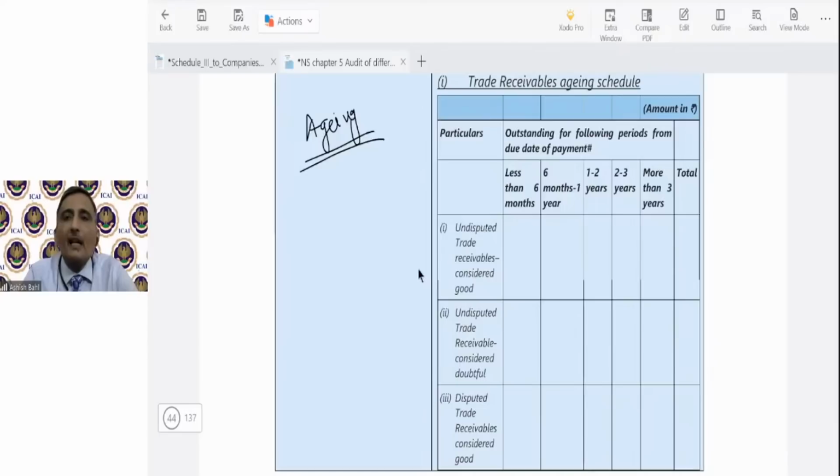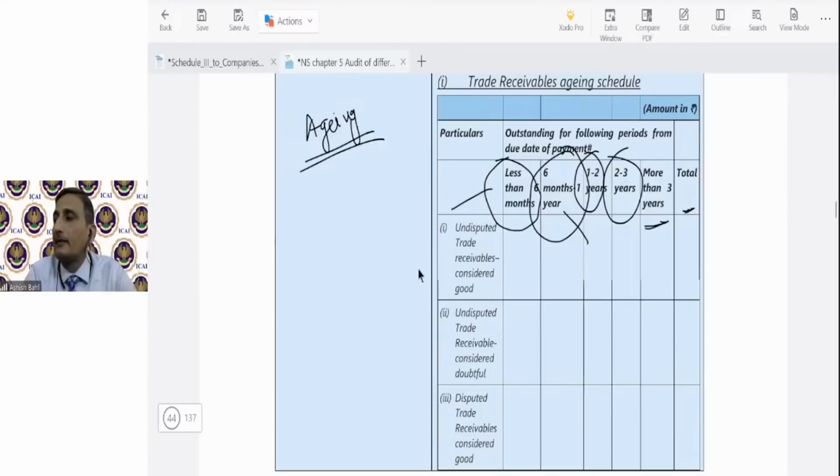So in Schedule 3, it is mandatory for companies to disclose aging of trade receivables in the following manner. Now, what does this show? This shows that trade receivables have to be broken down into these categories: less than 6 months, 6 months to 1 year, 1 to 2 years, 2 to 3 years, and more than 3 years, and total.